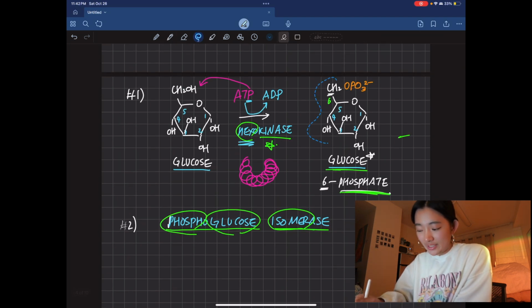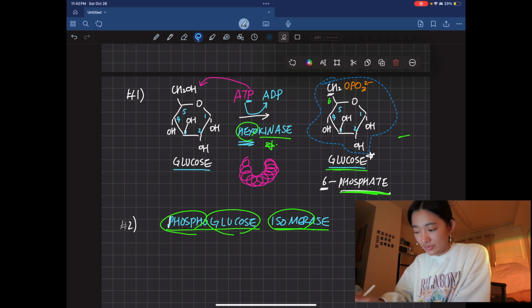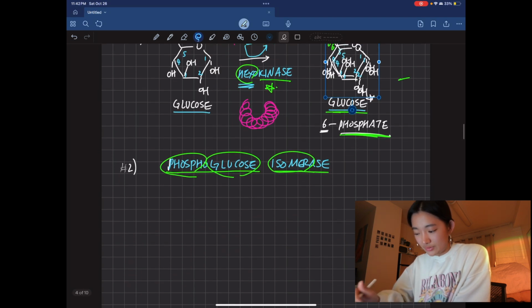All right. So we're going to take this glucose 6-phosphate molecule. We're going to do that because I'm lazy.